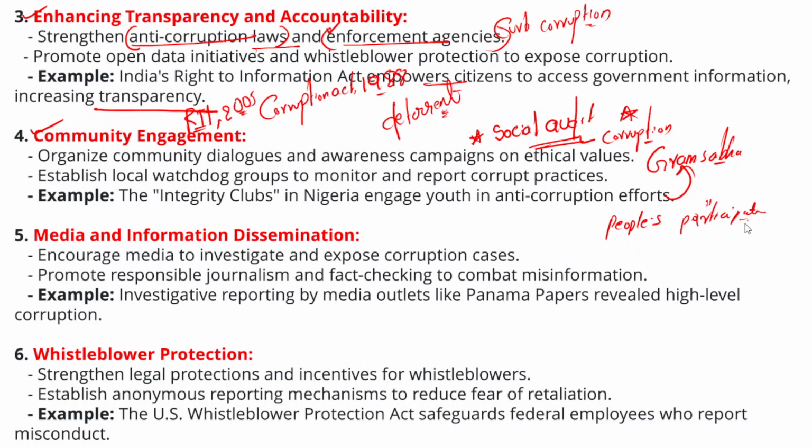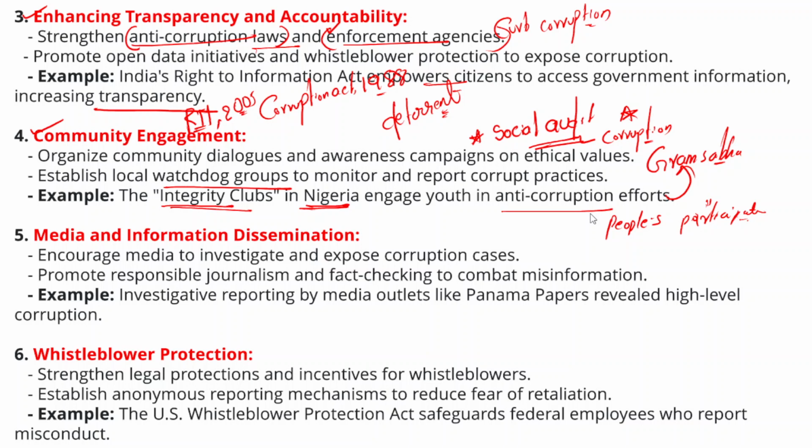So therefore, community engagement plays a very crucial role in preventing corruption. There's an example in Nigeria, where integrity clubs have been established. In these integrity clubs, youth take part. Youth actively engage in the integrity clubs, so this overall will help in furthering the anti-corruption efforts.